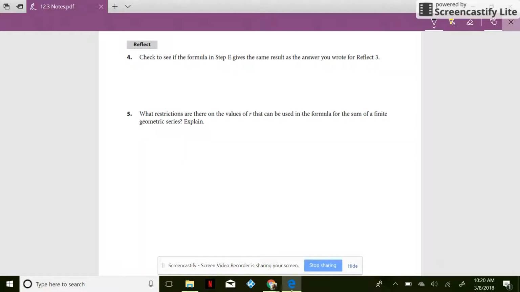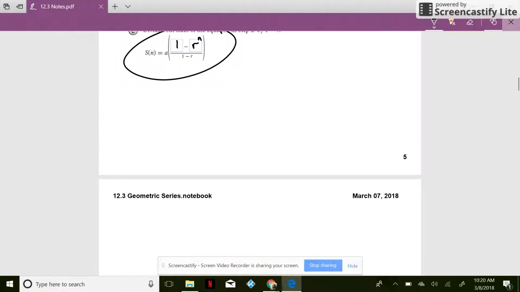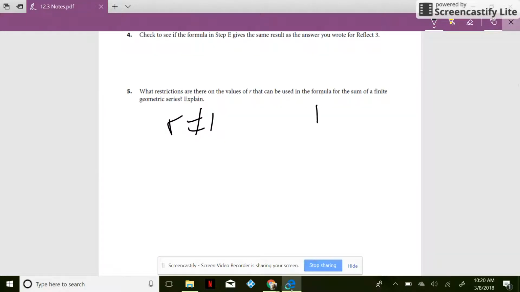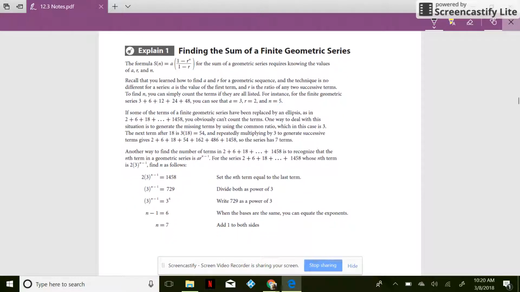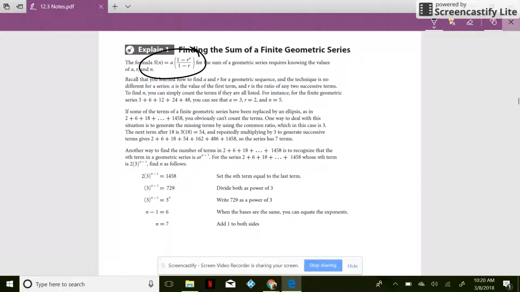What are the restrictions on the value of r? R can't be 1. If we look back at this formula, problem areas would be in the denominator. So if we tried to set 1 minus r equal to 0, we'll end up with 1 equals r. So r can't be 1. We'll have a domain error from that denominator in the function. So that's our formula. S of n is equal to a, the original term, times 1 minus r to the n, so our common ratio to the n power, number of terms we have, over 1 minus r.